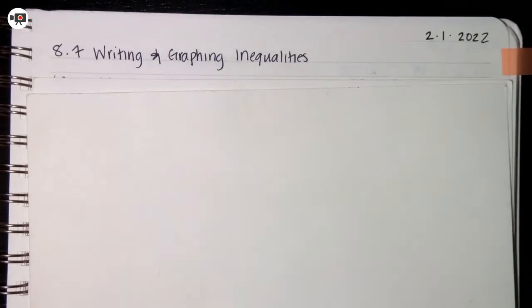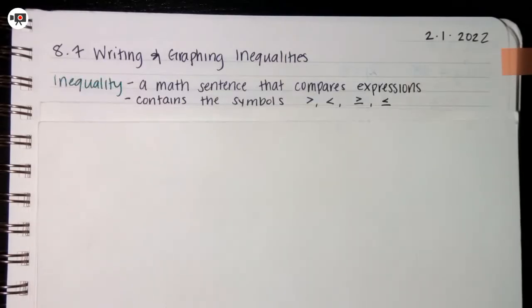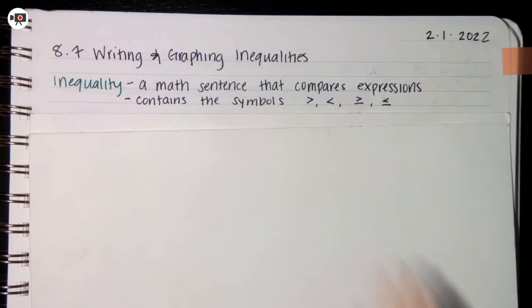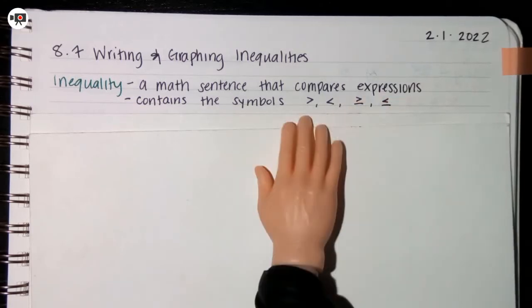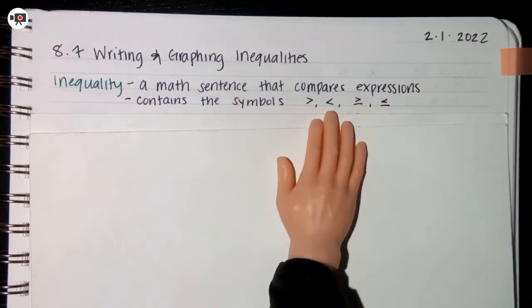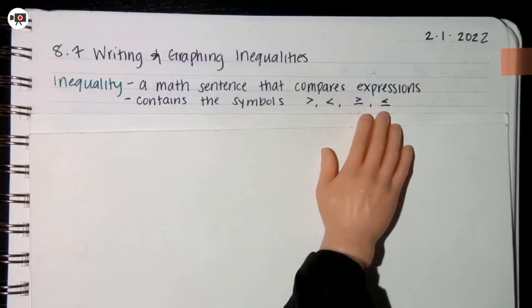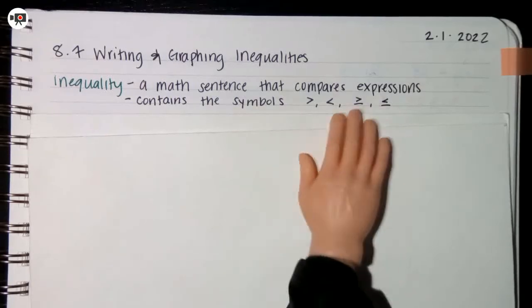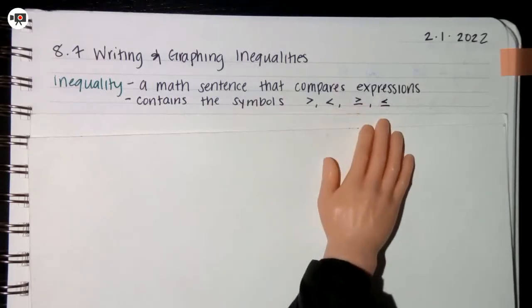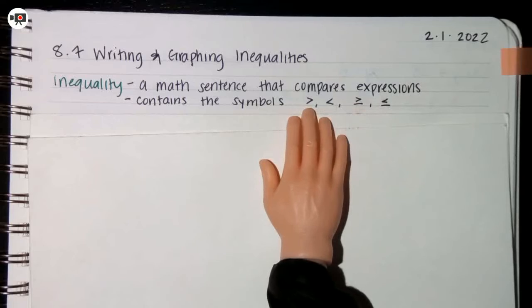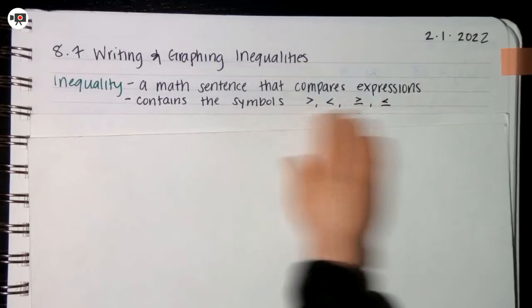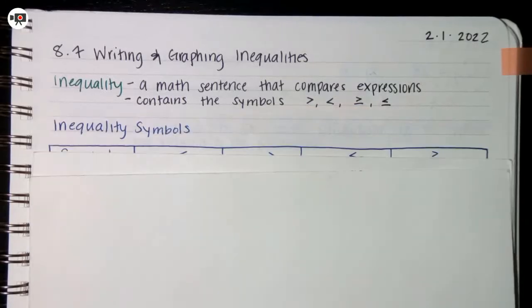This is 8.7, Writing and Graphing Inequalities. An inequality is a math sentence that compares expressions that contain the symbols greater than, less than, greater than or equal to, or less than or equal to. The little line underneath is kind of like combining a greater than symbol with an equal sign, so we put the little line under it.